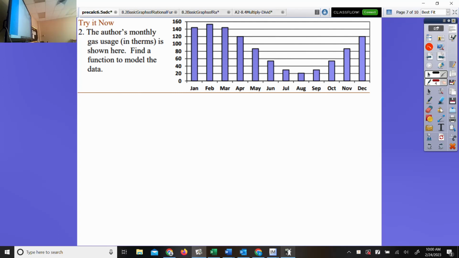Thermal unit, that's all it is. How much thermal energy is available in a gallon of gas or whatever. But this is its usage in therms. Find a function to model the data. It behaves a lot like what we just saw.